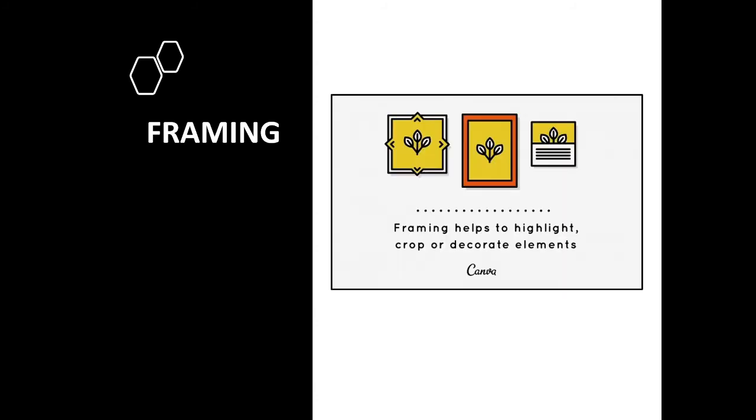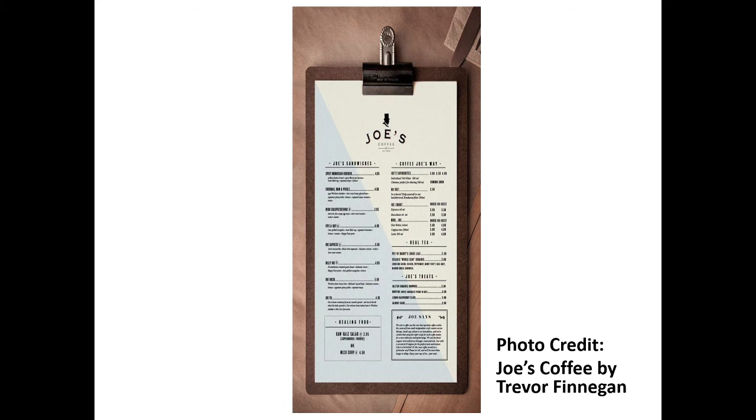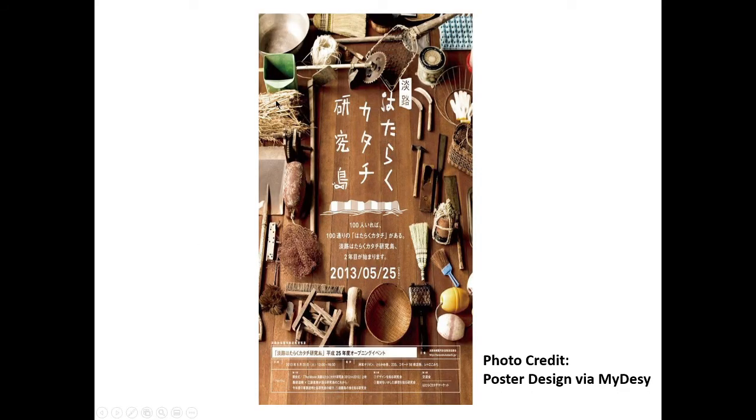So another thing is framing. Framing helps to highlight, crop, or decorate elements. It can enhance or draw attention to specific elements of your design. So this one is a good frame. So it creates again, a balanced and harmonious image. So this one is another frame. So this time it uses different elements, but still it is frame, rectangular.